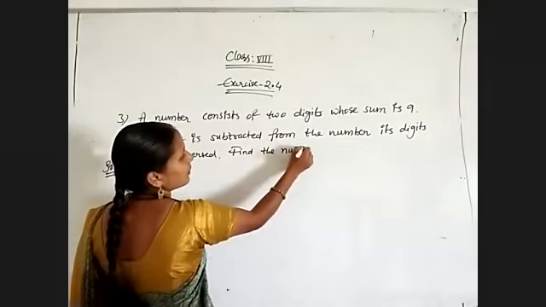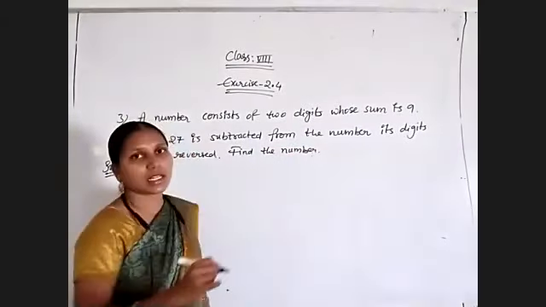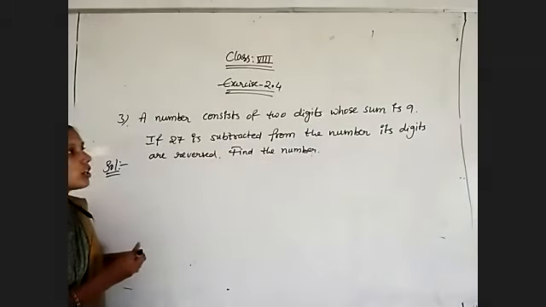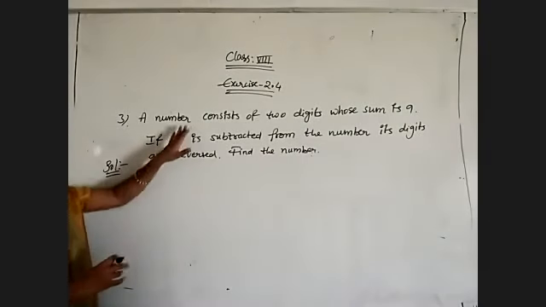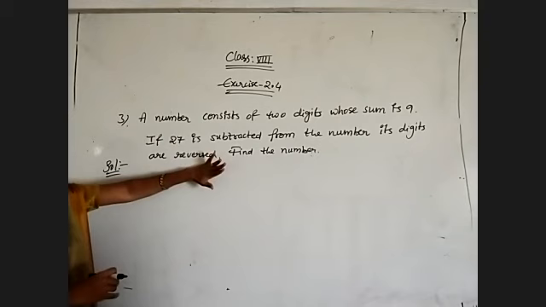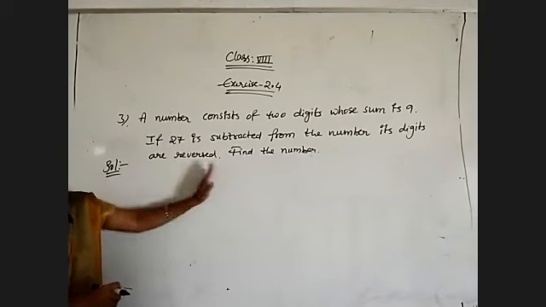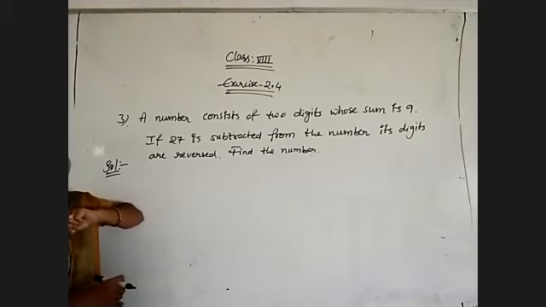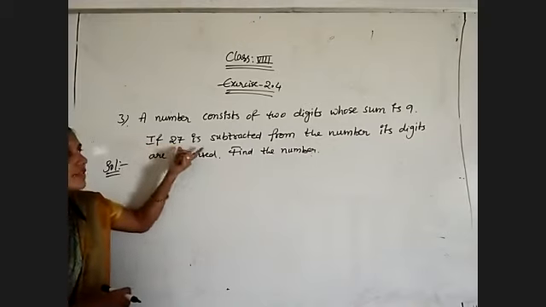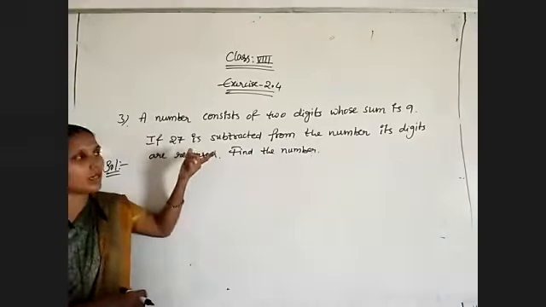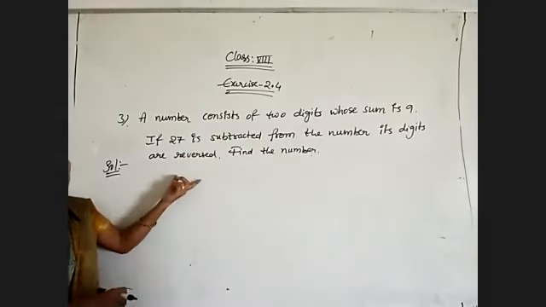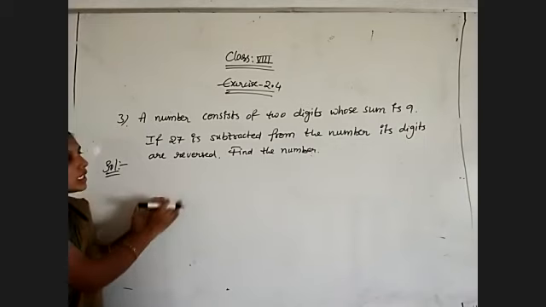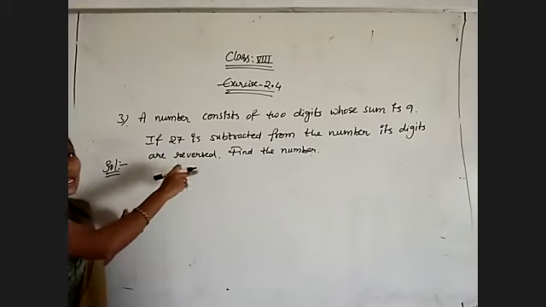So here we will use the procedure-wise method. After that, I will explain how we can simplify for objective type questions. Now first of all, observe the question. A number consists of 2 digits, in the sense units digit and tens digit. The sum of those 2 digits is equal to 9. If 27 is subtracted from the number, its digits are reversed. So when we subtract 27 from the number, the digits will get reversed.